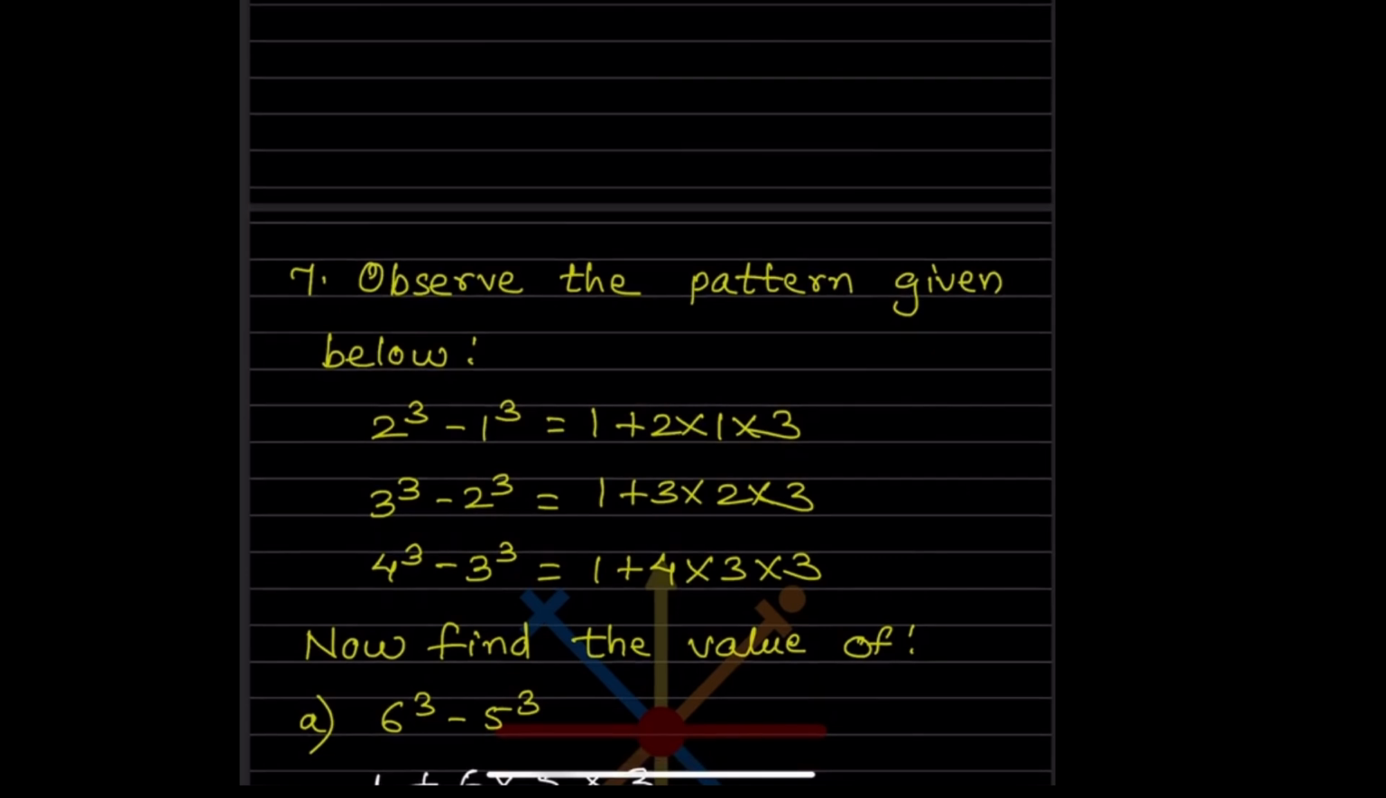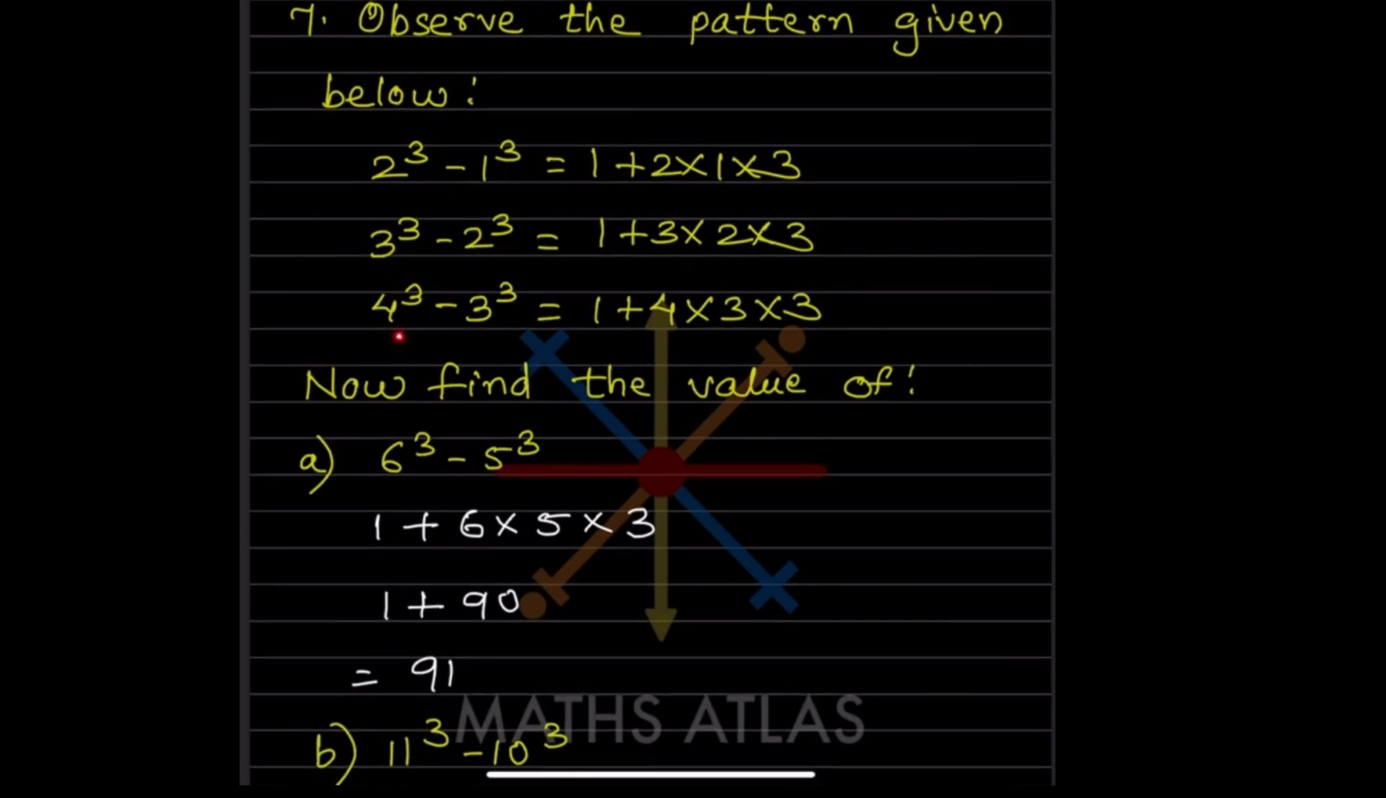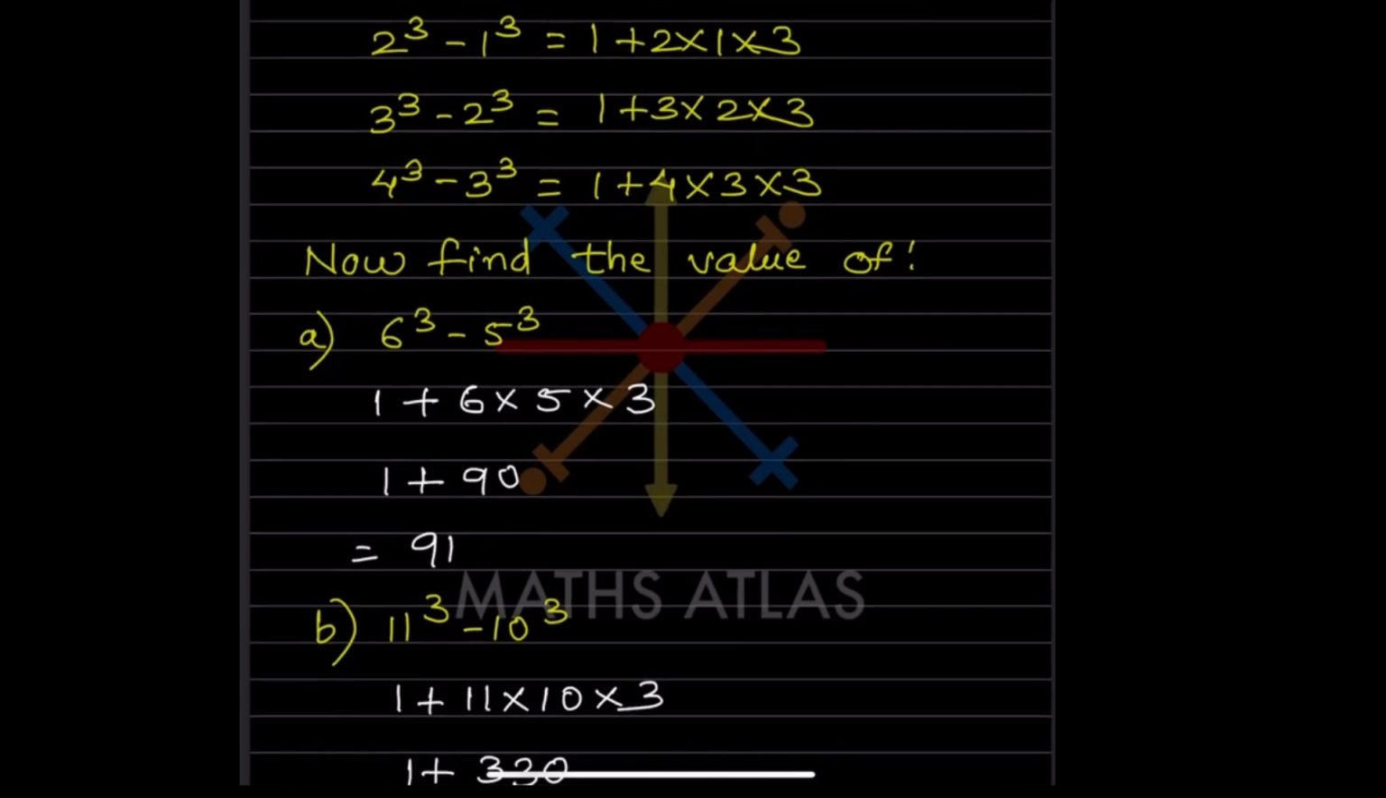Now here, observe the pattern given below. See here, the pattern is 1 plus, this is 2 cube minus 1 cube, so 1 plus 2 into 1 into 3. Again, 3 cube minus 2 cube is 1 plus 3 into 2 into 3. Now 4 cube minus 3 cube is 1 plus 4 into 3 into 3. Now you have to find the value of 6 cube minus 5 cube. So what will that be? 1 plus 6 into 5, and again multiply by 3.